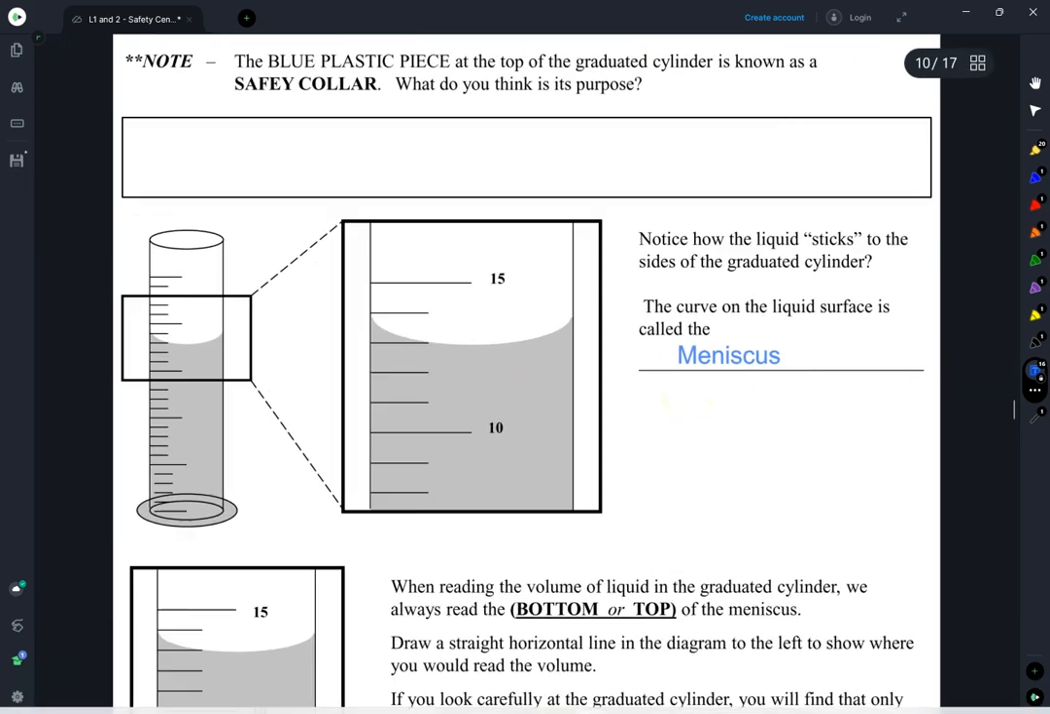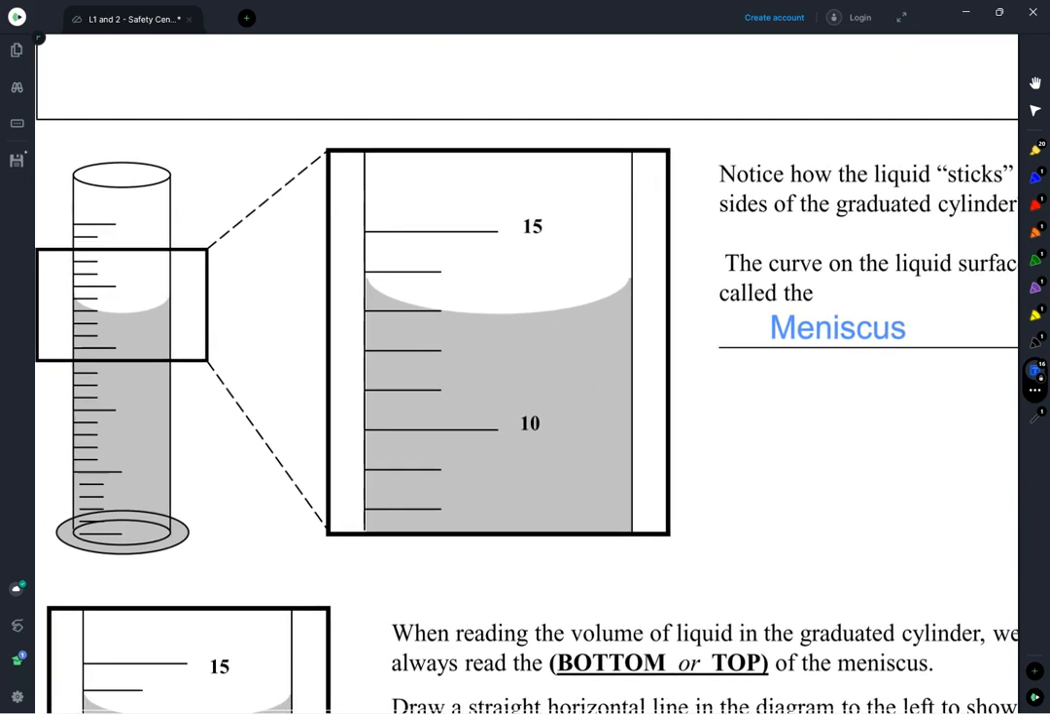Now, the meniscus is quite exaggerated in this photo, or diagram rather. In reality, the curvature is not as obvious, but it is still there. Now, because of this meniscus, we have a problem. Do we measure the volume at point A, or do we measure the volume at point B? The answer is at point B, or rather the bottom of the meniscus.